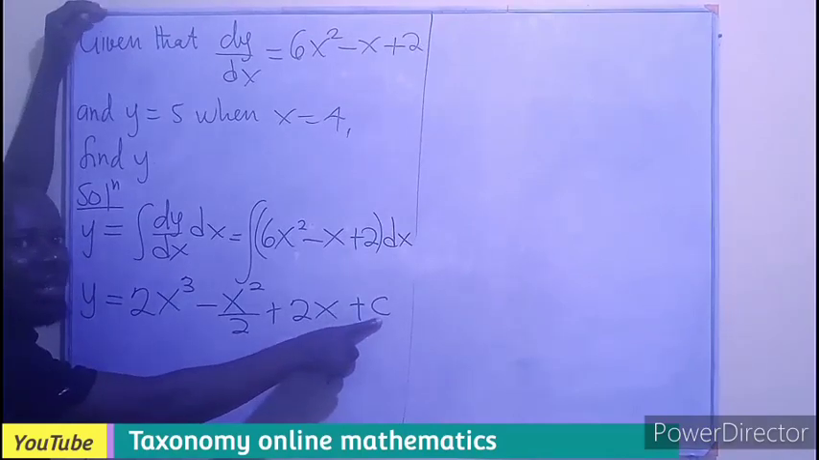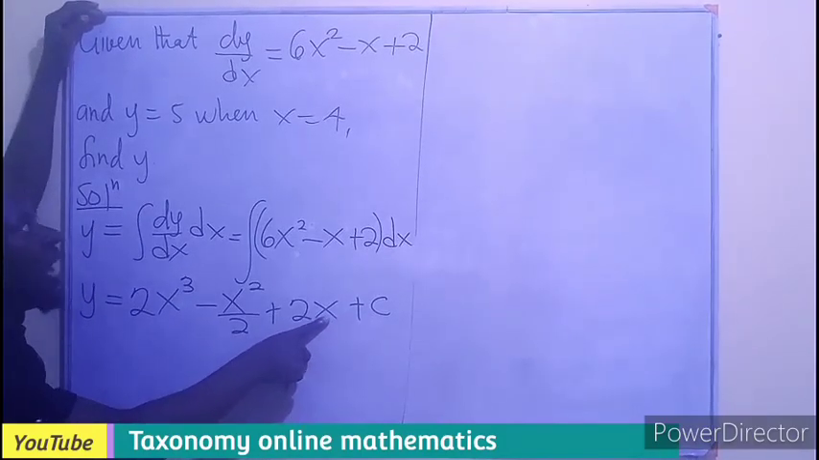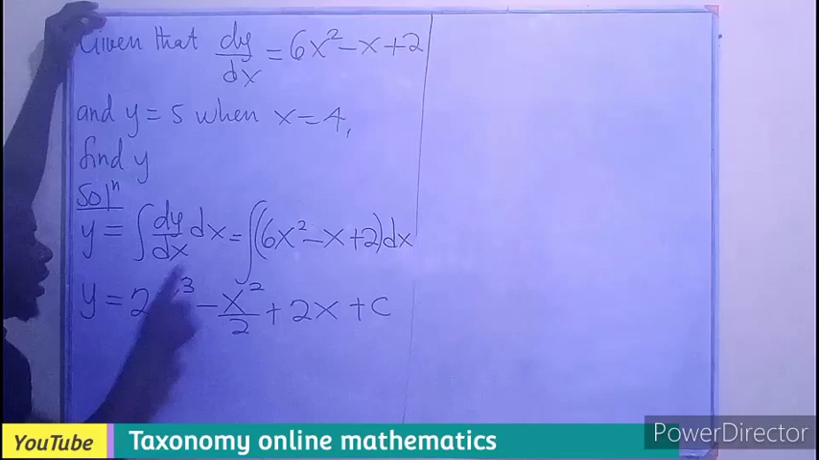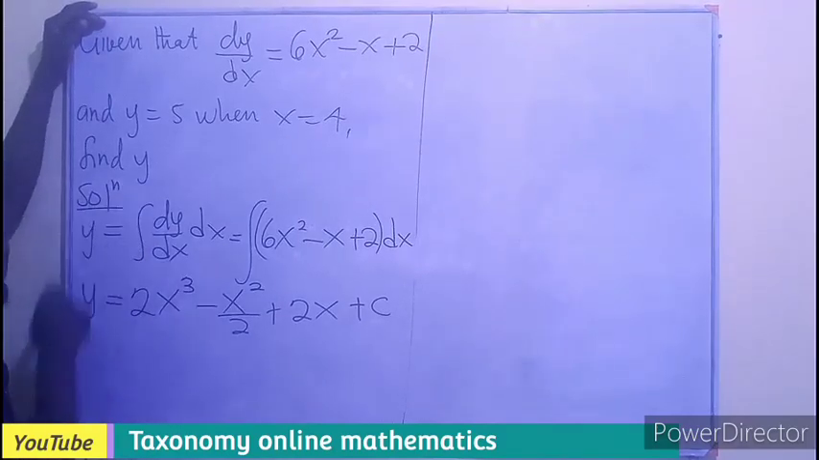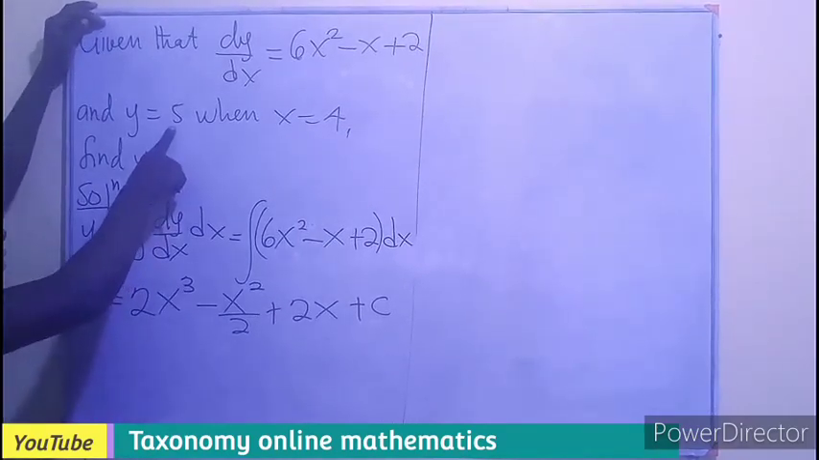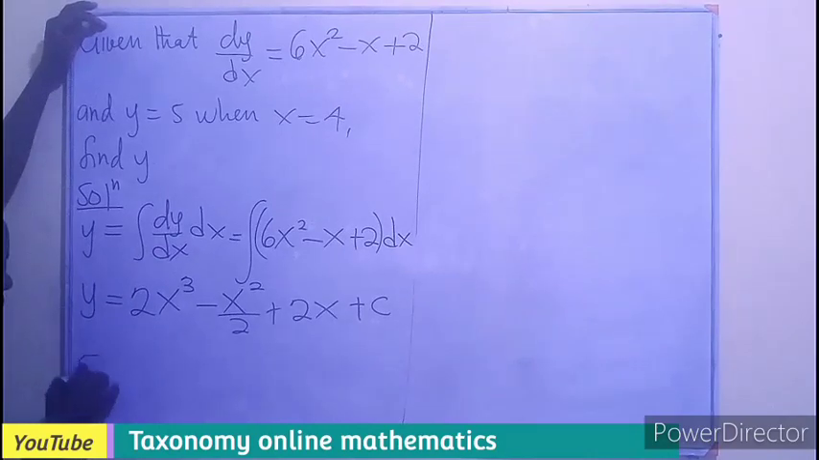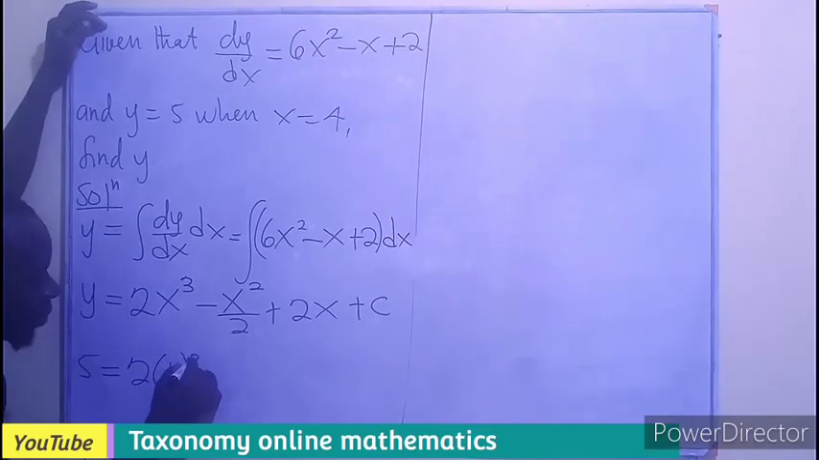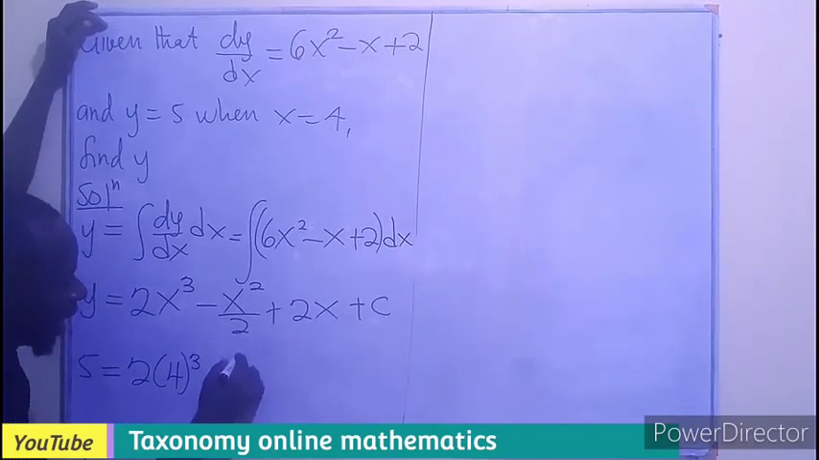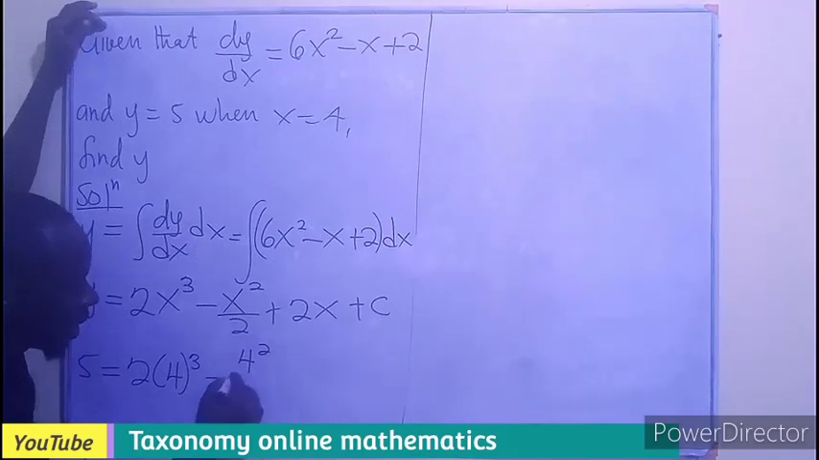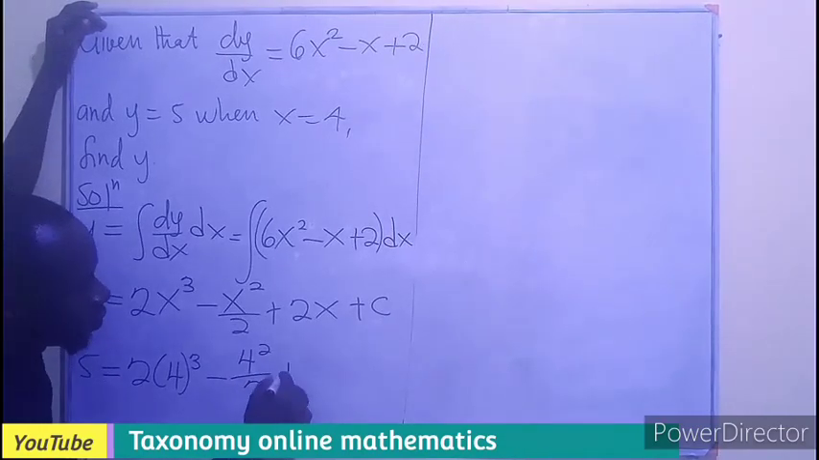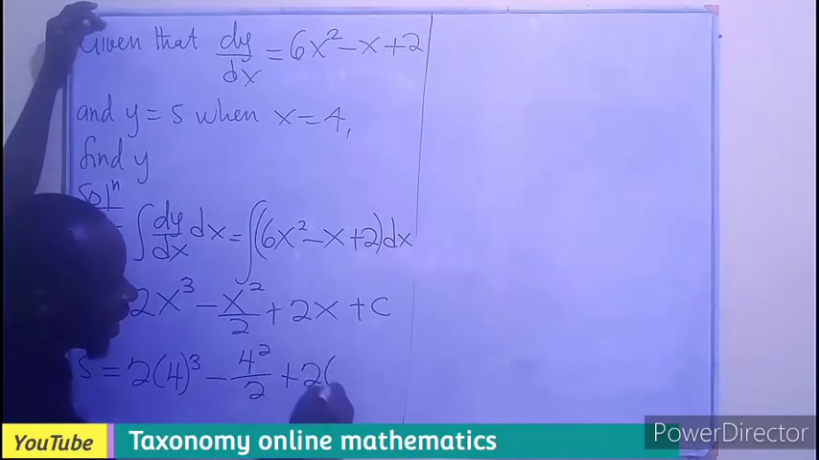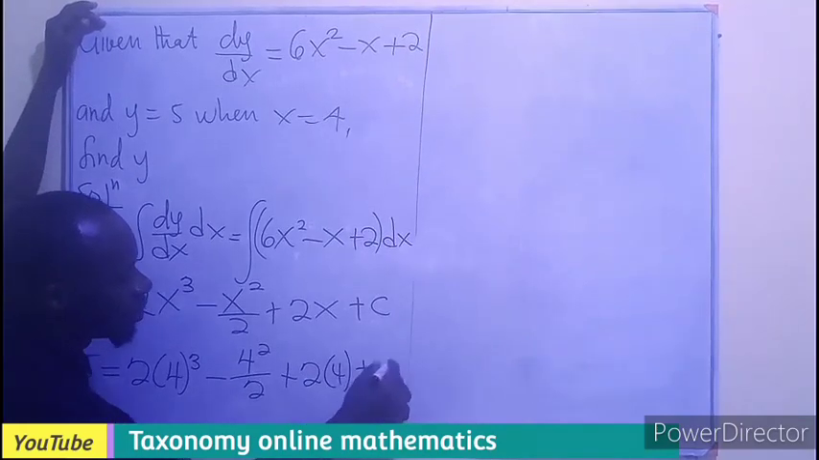So you can see that for me to be able to get the function y, I need to know what the constant is. Therefore, in place of x, we put 4. In place of y, we put 5. So here we have 5 is equal to 2 times 4 raised to the power 3, minus 4 squared over 2, plus 2 times 4, plus C.